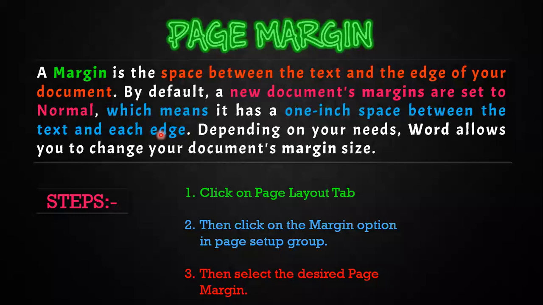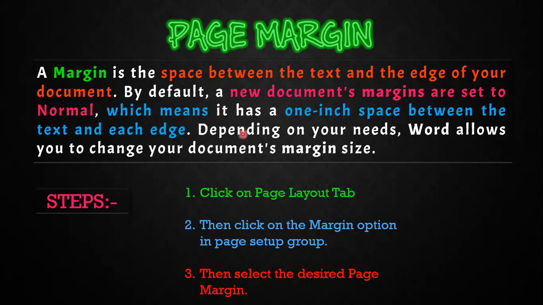Now the third topic is page margin. A margin is the space between the text and the edge of your document. For understanding this, you need to see the page, so I will show you what margins are. By default, a new document's margins are set to normal, which means it has a 1 inch space between the text and each edge.